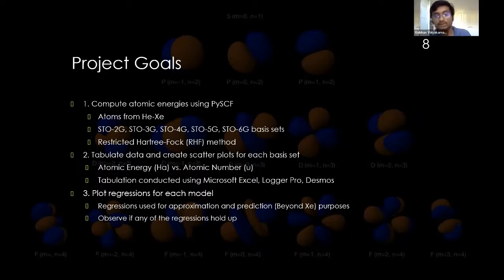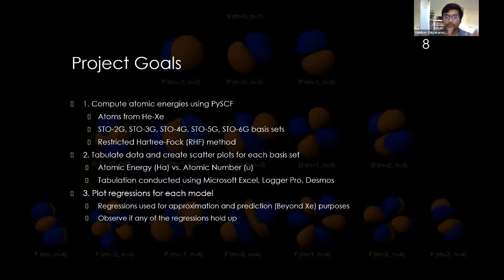So what we decided to do was first compute the atomic energies using PySCF. I'll be coming to that in the next slide. We'll be computing the energy of the atom from helium to xenon using STO-2G, 3G, 4G, 5G, and 6G, and what we call the restricted Hartree-Fock method, which is Hartree-Fock with a slight simplification, basically.